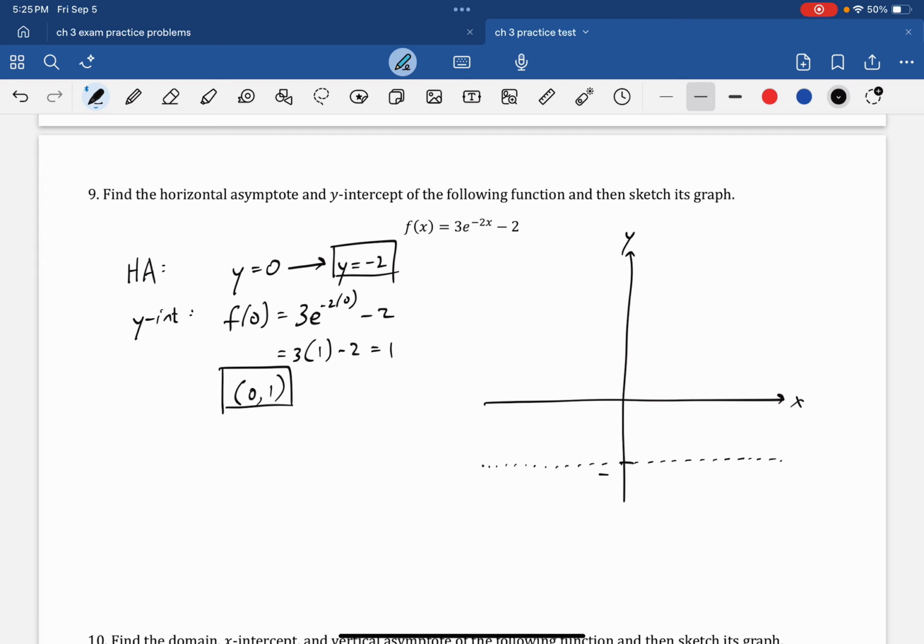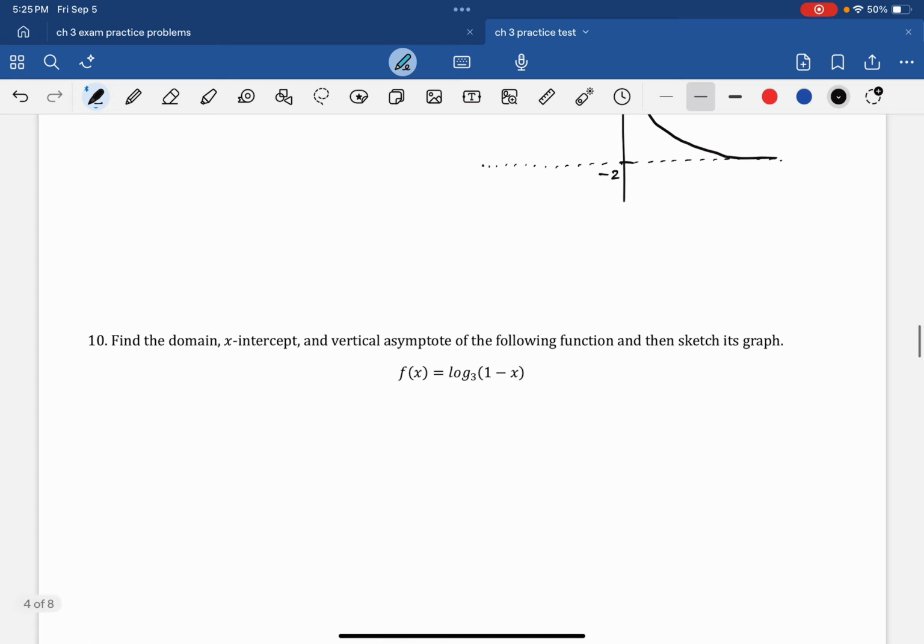Let's say this is -2. And then my y-intercept, right? (0, 1). That'll be around here. And I know that it has to decrease as it goes to the right. And so I'm left with a graph that looks like this. Okay? I want to make sure it comes very close to my horizontal asymptote.